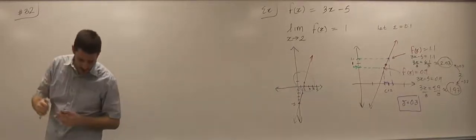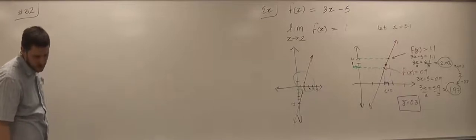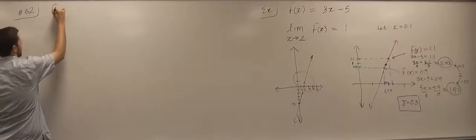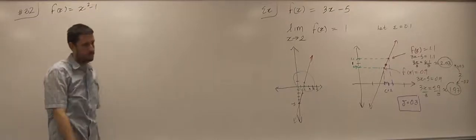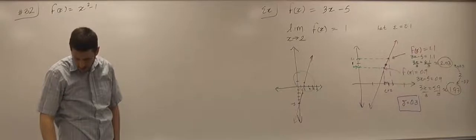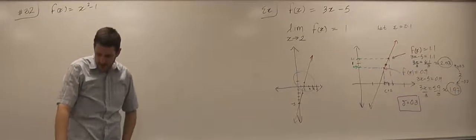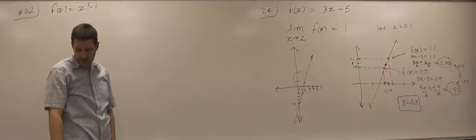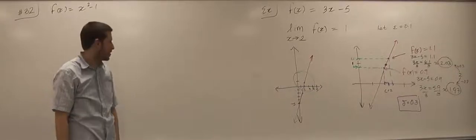So they give you number 32, find out if we get epsilon graph. They give you f of x equals x squared minus 1. It looks like they gave you a graph, but I can put up a graph right here. Find delta such that if 0 is less than |x minus 2| is less than delta, then |f of x minus 3| is less than epsilon. Okay, so let me draw a graph first.